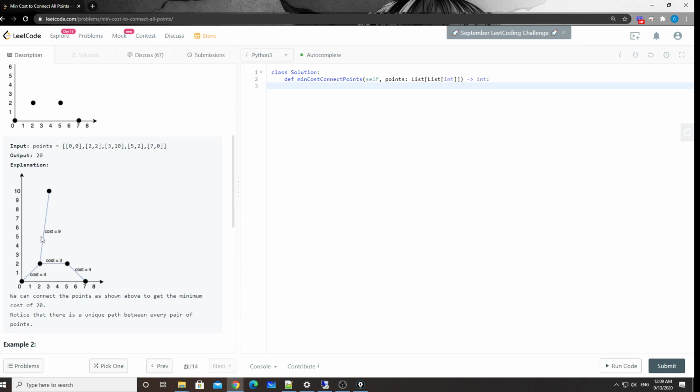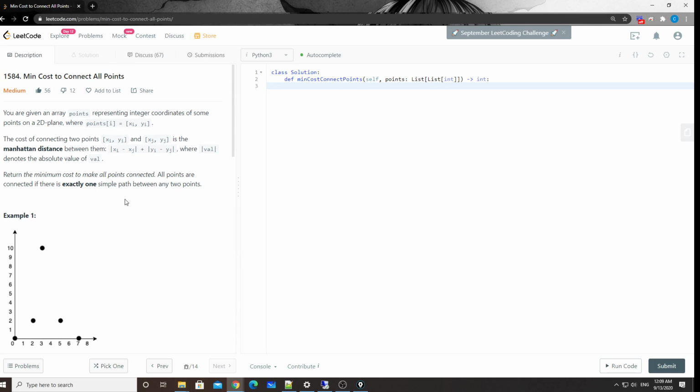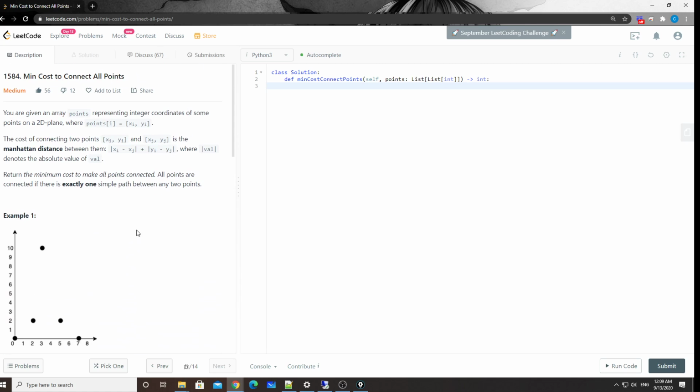So the thinking process for this problem: every time you see a problem like trying to connect the points, this is a graph, basically. This one is a minimum spanning tree, right? Basically, between any two points, there is only one edge to connect them. And there's also an algorithm called Kruskal, if I'm not mistaken. Basically, it's the same idea actually as a union find.